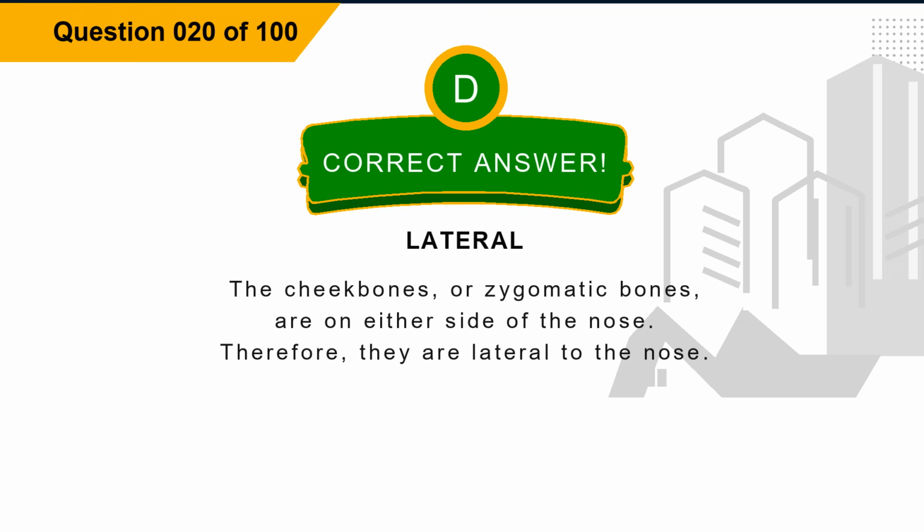Explanation: the cheekbones, or zygomatic bones, are on either side of the nose. Therefore, they are lateral to the nose.